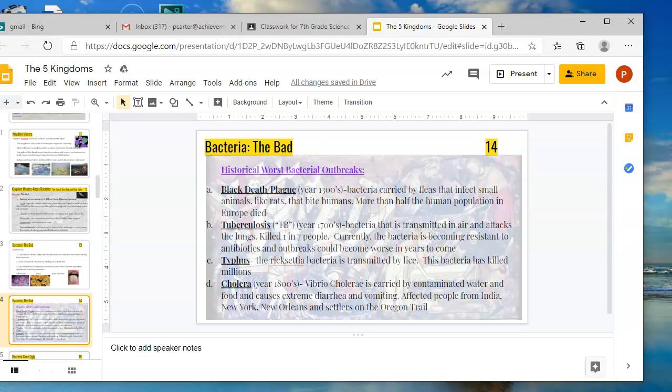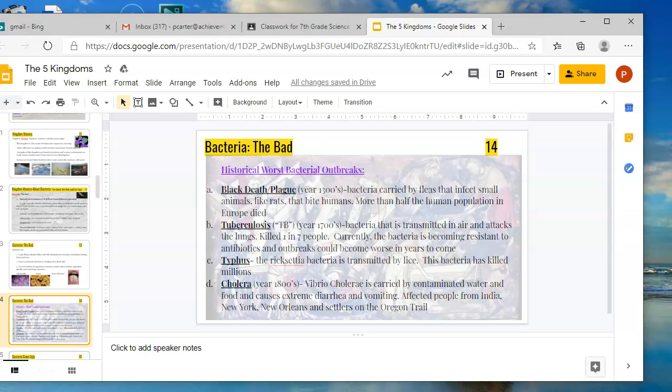Bacteria, the bad. Historical worst bacterial outbreaks. Well, we had the Black Death Plague. It was bacteria that was carried by fleas that infect small animals like rats that bite humans. More than half the human population in Europe died.